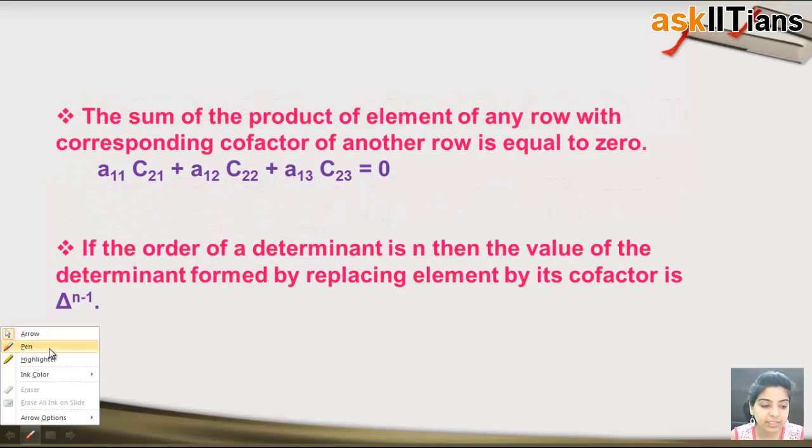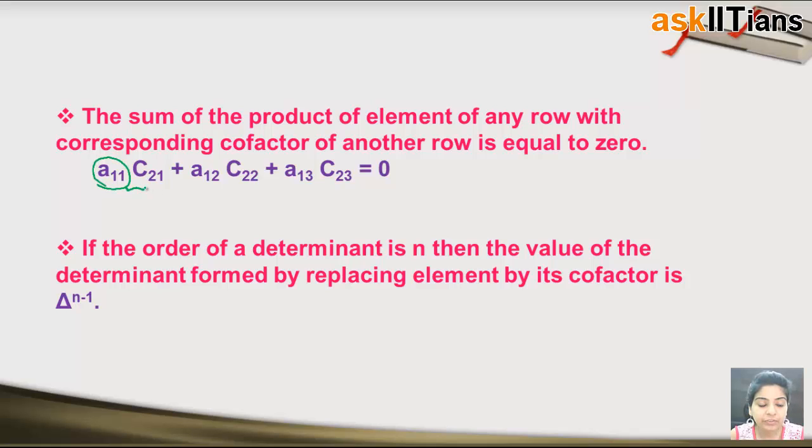So next one says the sum of the product of elements of any row with the corresponding cofactors of another row is equal to 0. This means if you have an element, you multiply it with a cofactor of some other row. See, these elements are of the first row, while these cofactors are of the second row. So such a quantity will always be equal to 0, right? A11 C21 plus A12 C22 plus A13 C23 will be equal to 0.